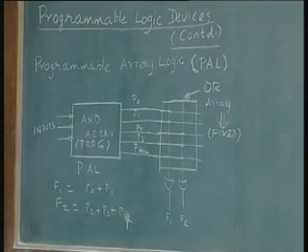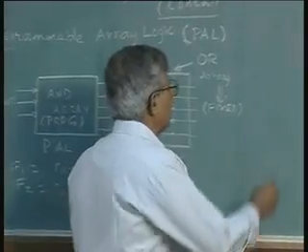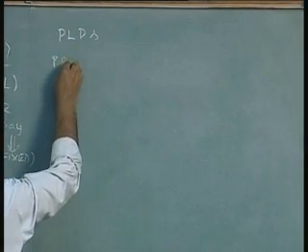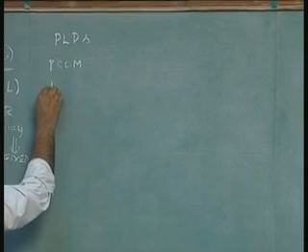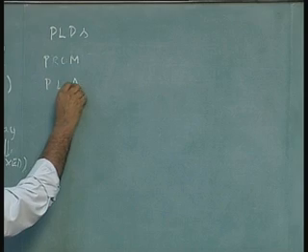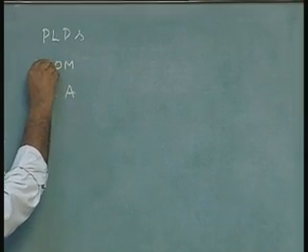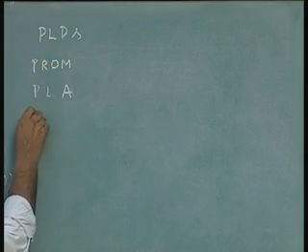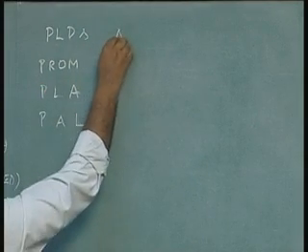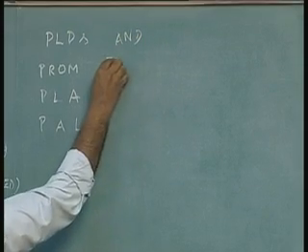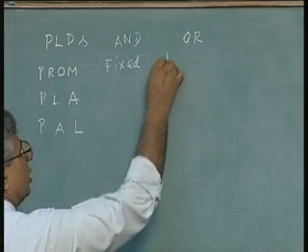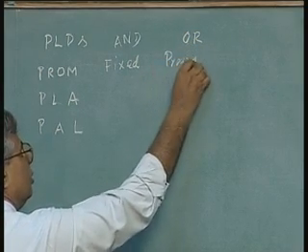To summarize then, the 3 devices we have seen, 3 PLDs: one is PROM, next is programmable logic array, third is programmable array logic. In a PROM, the AND array is fixed, you generate all the min terms, and the OR array is programmable, you can combine any way you like.